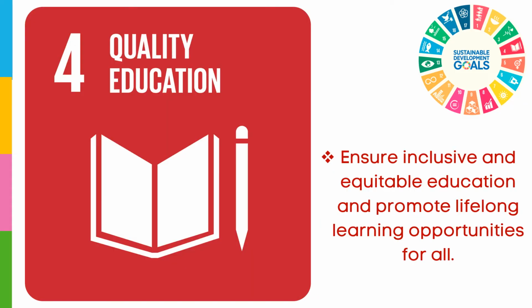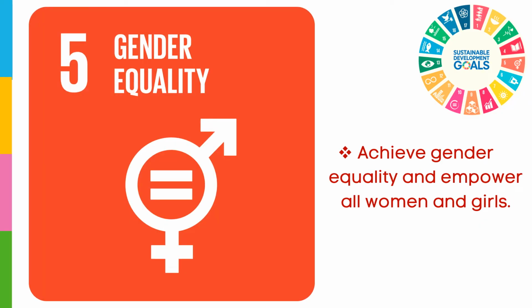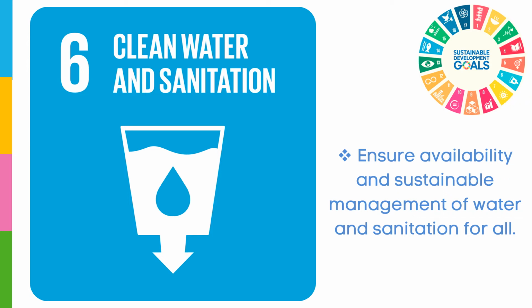Number 4 is quality education. This is to ensure inclusive and equitable education and promote lifelong learning opportunities for all. SDG 5 is gender equality. We have to achieve gender equality and empower all women and girls. Number 6 Sustainable Development Goal is clean water and sanitation. And the main target is to ensure availability and sustainable management of water and sanitation for all.